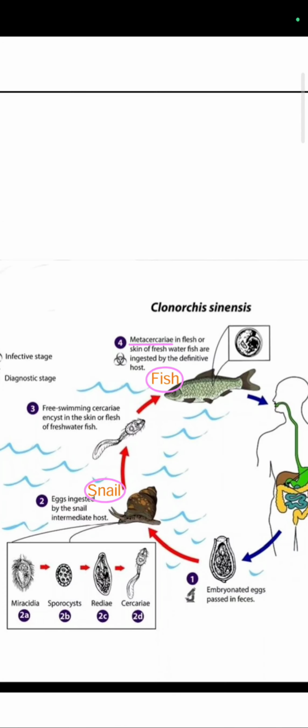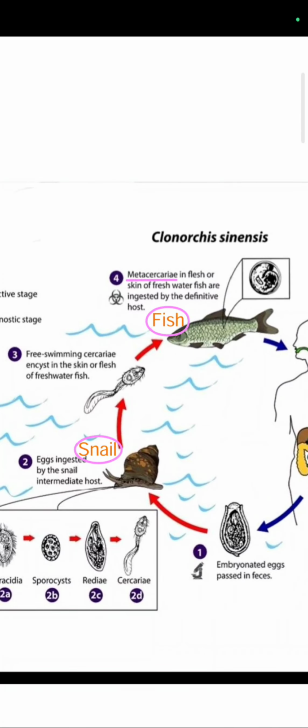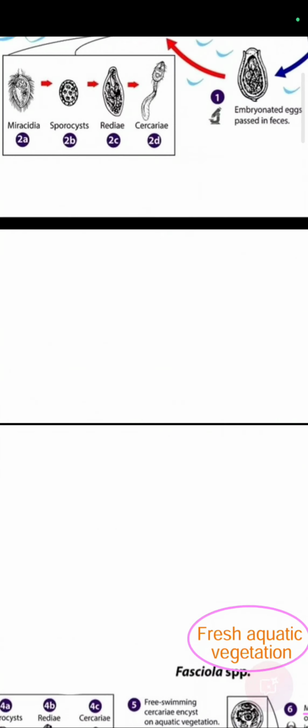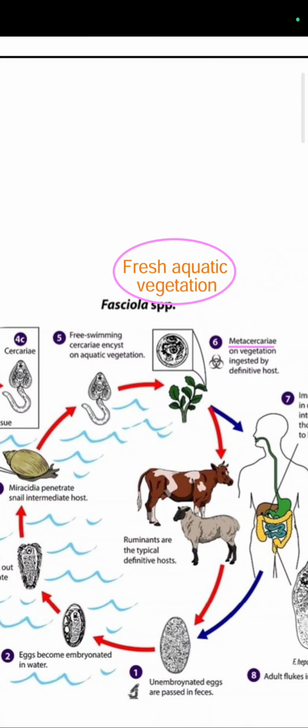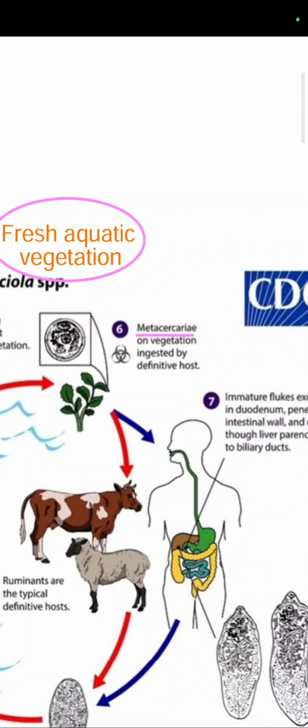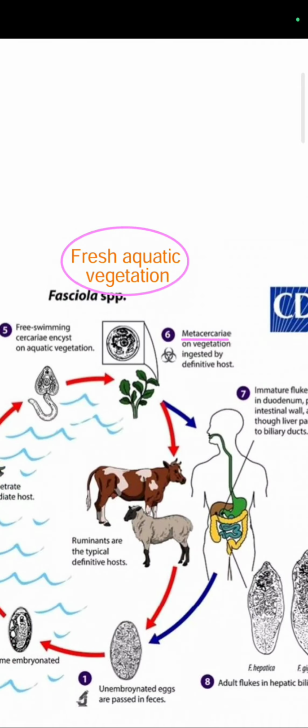Then we have Clonorchis. As you can again see, we can see the snail, which is the primary intermediate, and the secondary intermediate in Clonorchis is fish. So if you see this combination, then it is Clonorchis. Then we have Fasciola, another trematode. As you can see, the snail is the primary intermediate, and here the secondary intermediate is fresh aquatic vegetation. And the infective part is the metacercaria. As I said, for all the trematodes it is metacercaria except Schistosoma, for which it is cercaria.